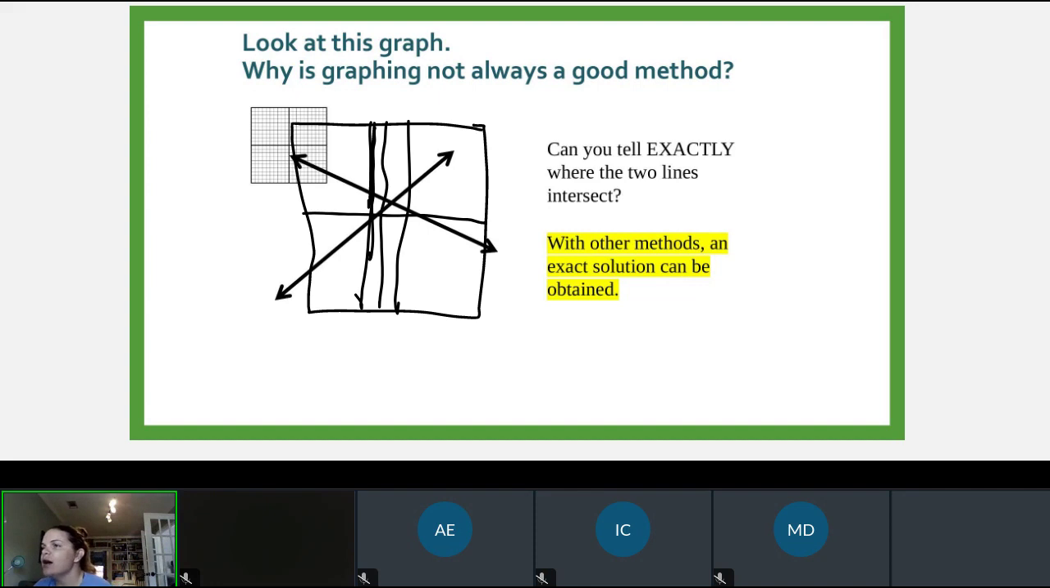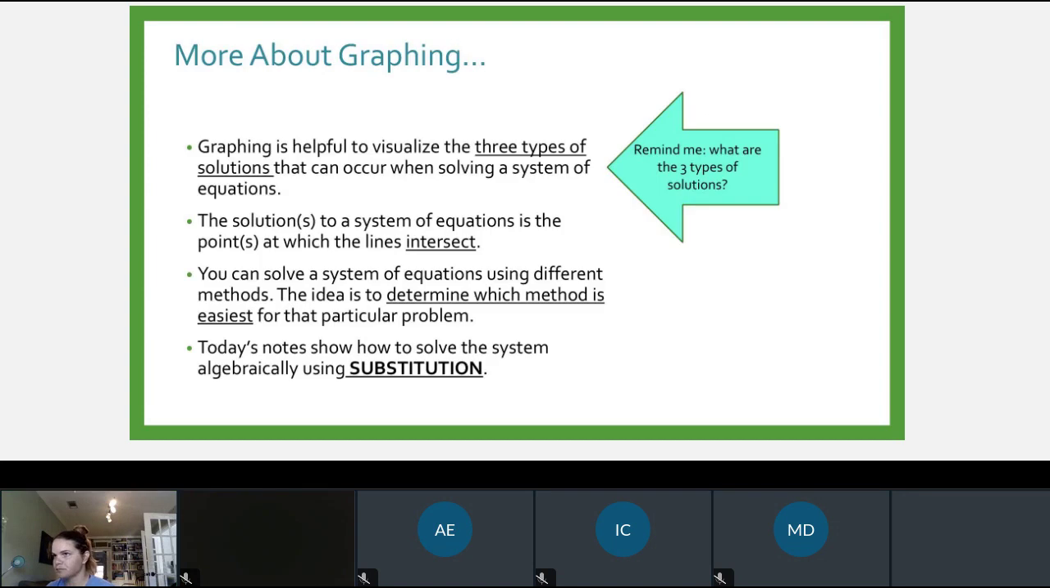When we cannot tell exactly where two lines intersect, it doesn't do us much good to solve by graphing, because we don't know the exact solution. Remember, last week on Monday, I told you we were just working on writing equations. Tuesday, you were solving those equations by graphing. Now we're going to learn other methods to solve systems of equations.